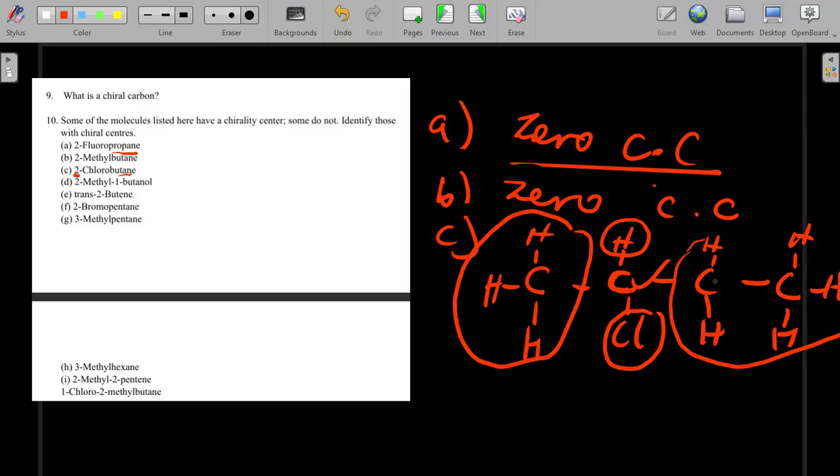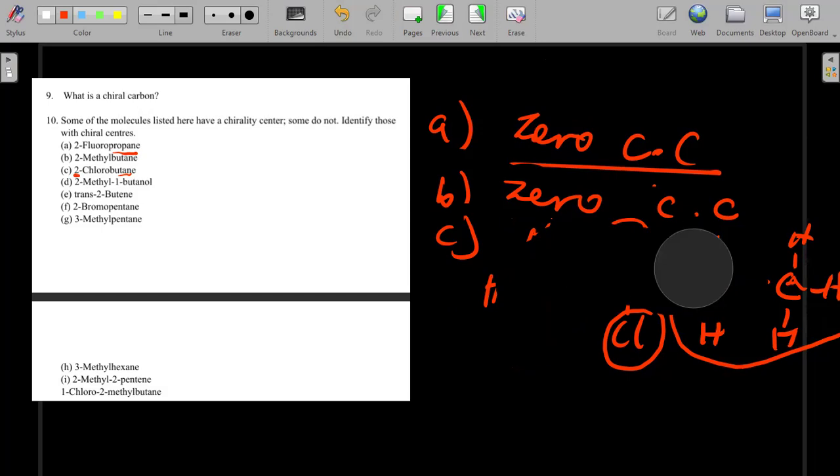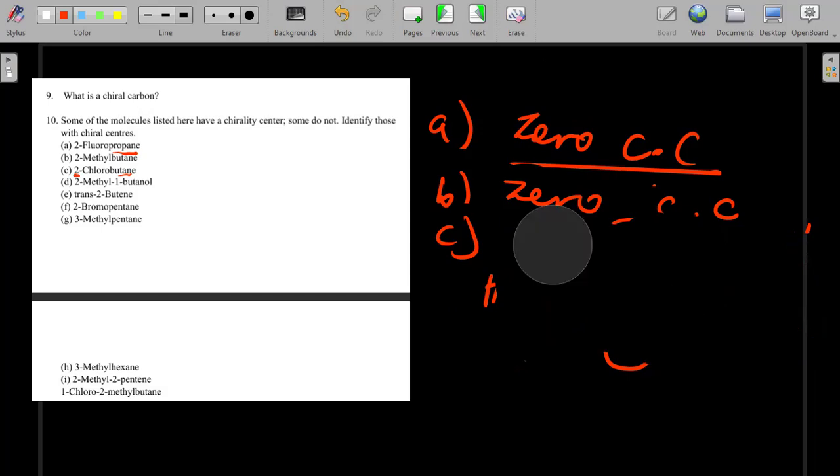This is not a chiral carbon as well. We have 2 hydrogens. Same with this one. We have 3 hydrogens attached to it. So here we've identified that the carbon number 2 is a chiral carbon. So for our part C, we've identified carbon number 2 to be a chiral carbon.